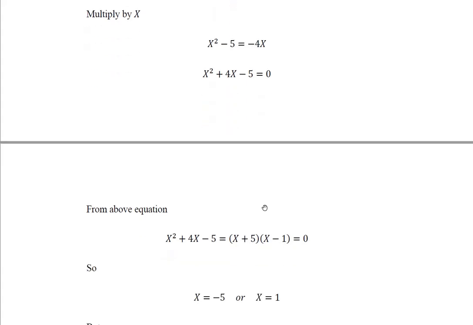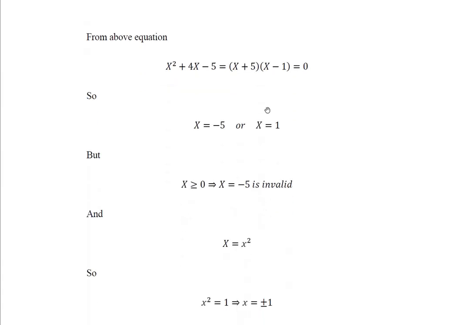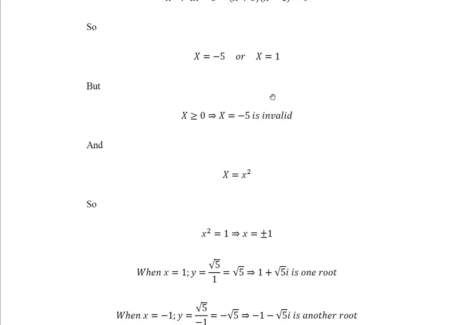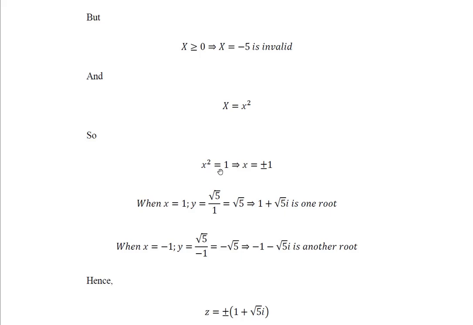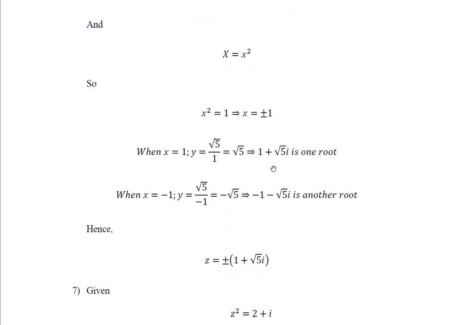If I factorize this quadratic equation, I will get the factors of x squared plus 5 and x squared minus 1. But x squared plus 5 is invalid since x squared must be greater than or equal to 0. This means that the only valid answer is x squared equal to 1. So x squared equivalent to 1 implies that x is equal to plus or minus 1.